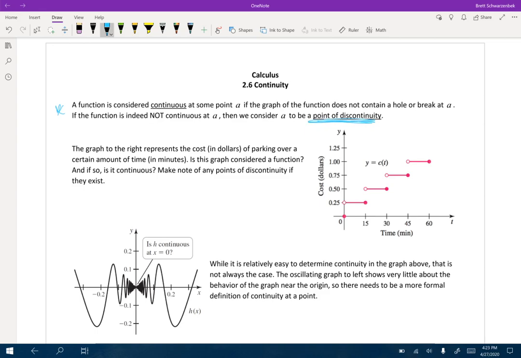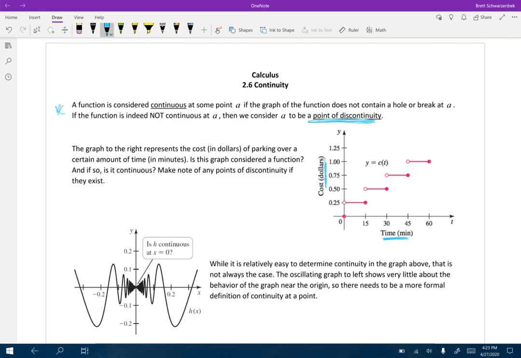So let's look at the example. It says the graph to the right represents the cost in dollars, which is over here, of parking over a certain amount of time in minutes. Okay, so this is parking cost over time. If you recall, this looks a little bit like our step function that we have seen before. It says, is this graph considered a function?